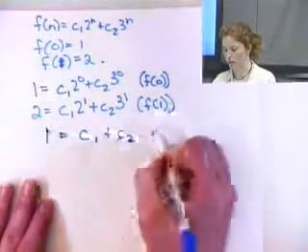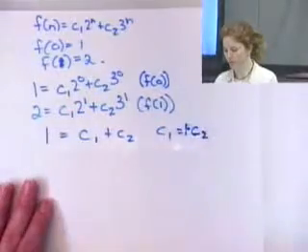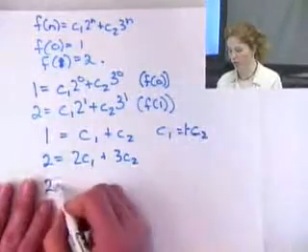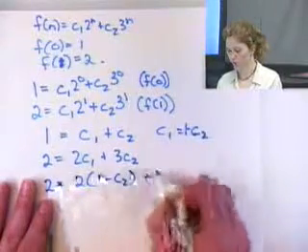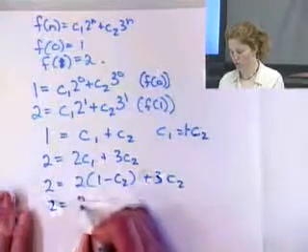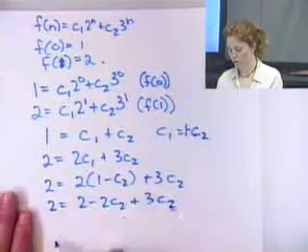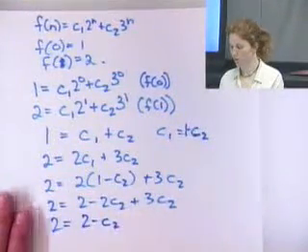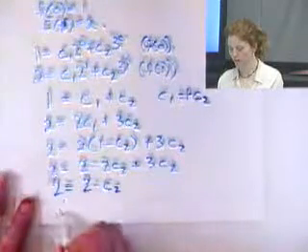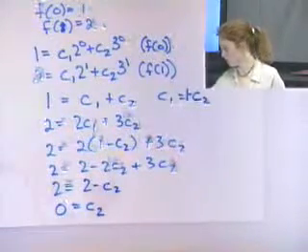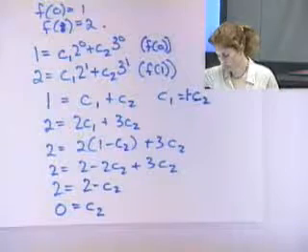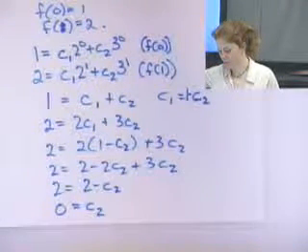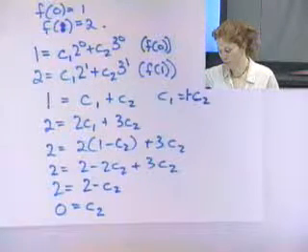So 1 is equal to C1 plus C2. C1 equals 1 minus C2. 2 equals 2C1 plus 3C2. If I plug in for C1, I get 2 equals 2 times 1 minus C2 plus 3C2. Minus 2 plus 3 gives me just 1 C2. Subtract 2 from both sides. C2 equals 0. I probably messed up. C2 is equal to 0. Wow. Well, that makes sense. C1 plus C2, so C1 is 1.